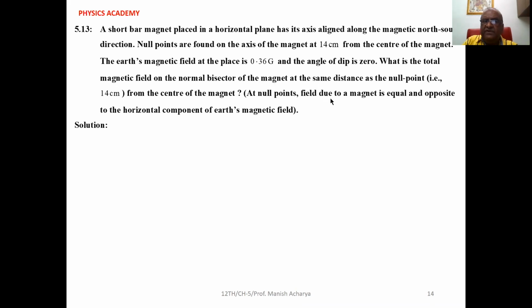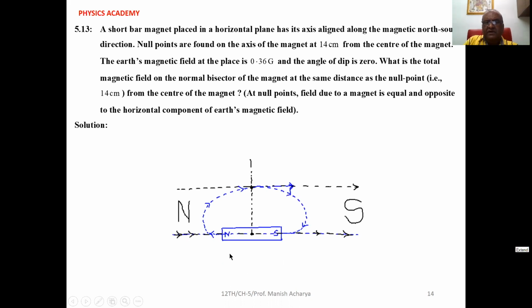At null point, field due to the magnet is equal and opposite to the horizontal component of Earth's magnetic field. Now, say, a short bar magnet is placed in a horizontal plane, axis aligned along the magnetic north-south direction.